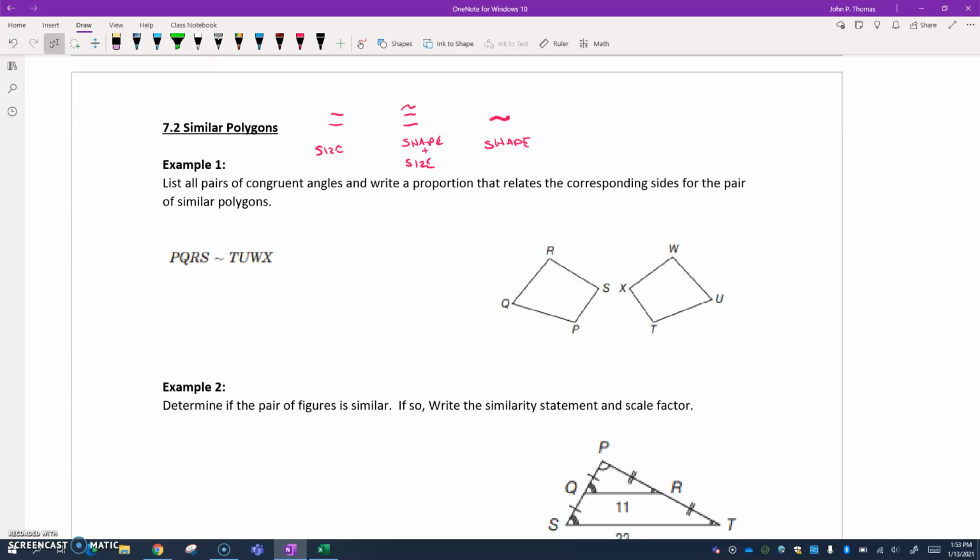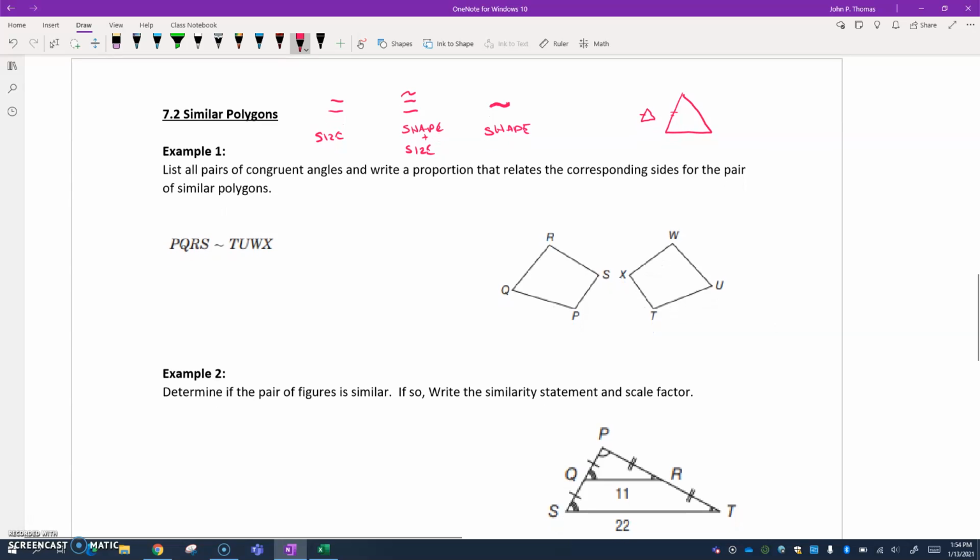So you could have something that's half as big, like a little teeny equilateral triangle and a really big equilateral triangle, and those two would be similar because they all have 60-degree angles, but the sides are proportional. So if this is a tenth of this one, then each side will be a tenth of the other one.